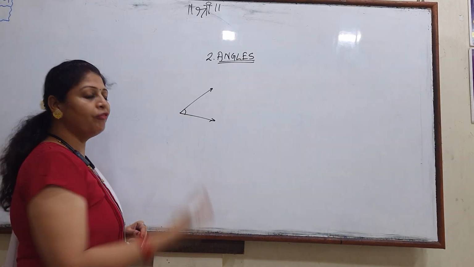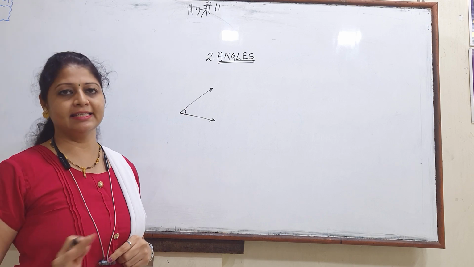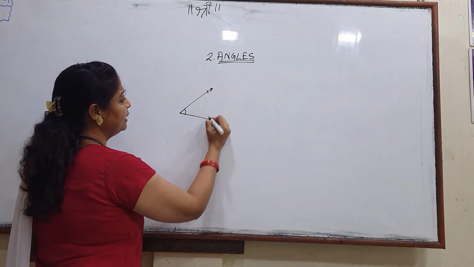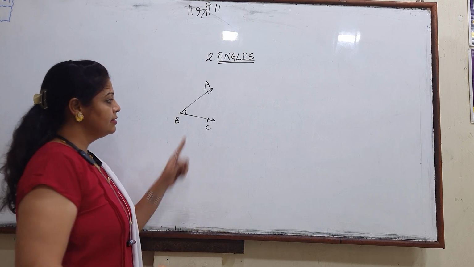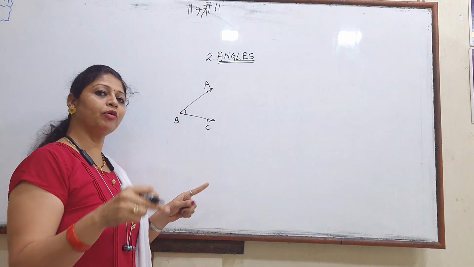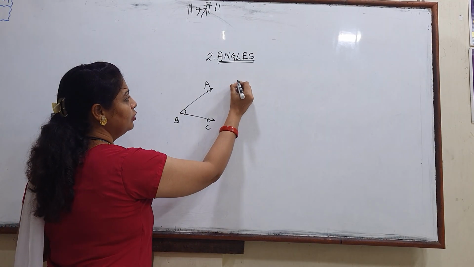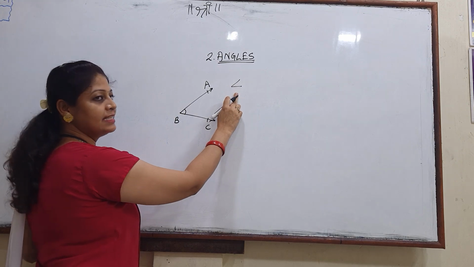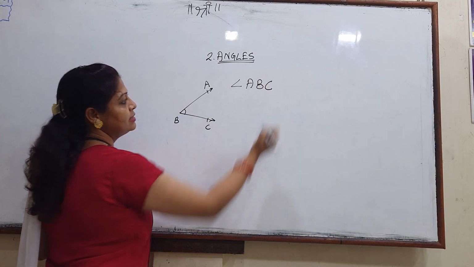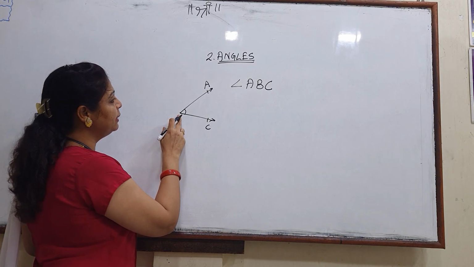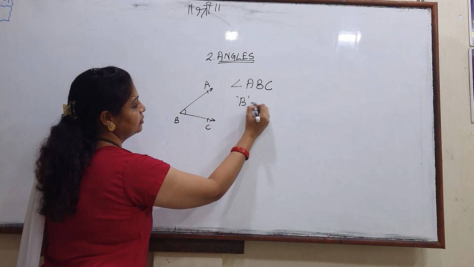What are the types of angles that we learn in this lesson? First of all, I label it. Everyone pay attention. A, B, C. Now when we write down the name of the angle, we use this symbol. This is the symbol of angle. Angle ABC. Okay. And this B is the vertex.